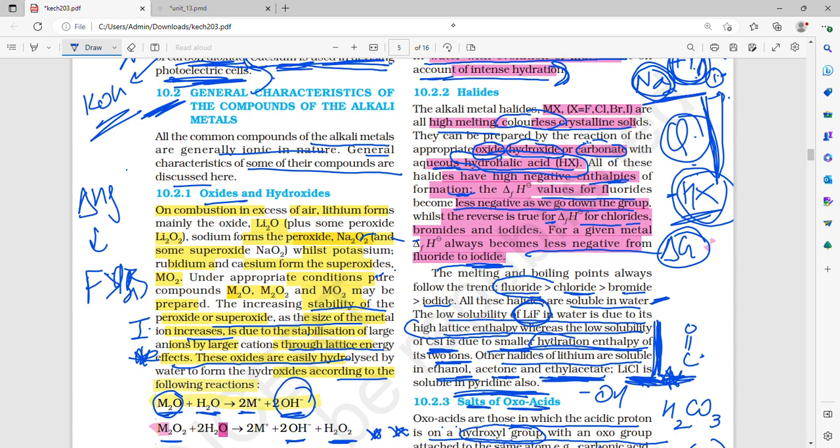All of these halides have very high negative enthalpies of formation, that is delta fH values are very highly negative. For fluorides, it becomes less negative as we go down the group, whilst the reverse is true for chlorides, bromides and iodides.